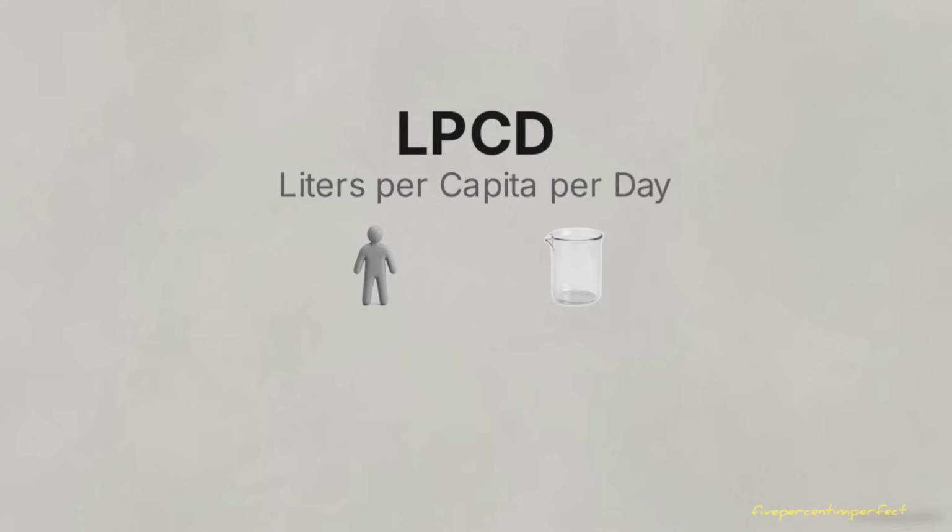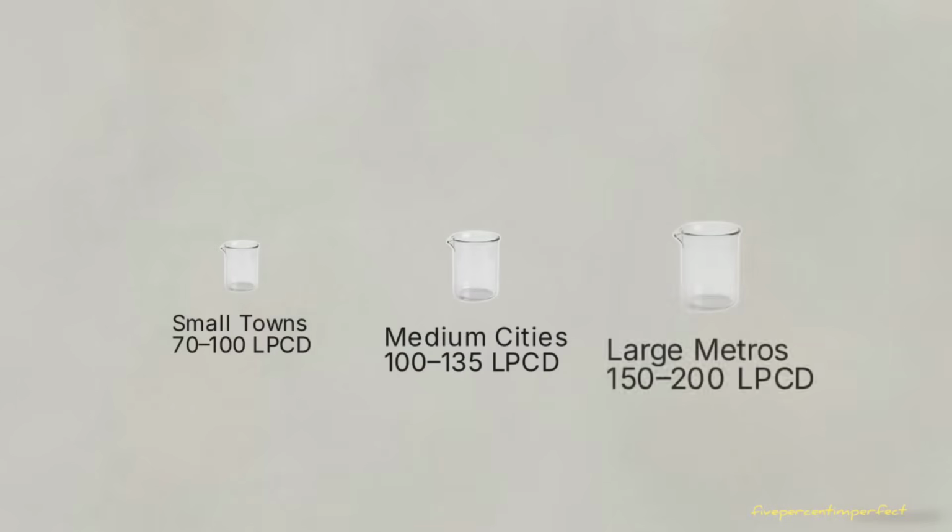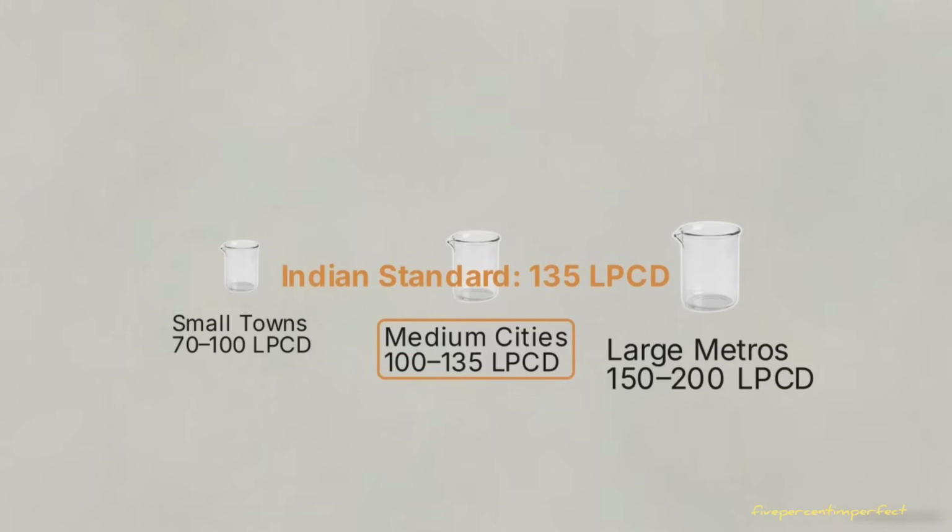Here we have a representation of LPCD. LPCD stands for liters per capita per day, the standard engineering metric used to quantify the average daily water demand of a single person. These baselines are not universal. They scale depending on the region's size, living standards, and plumbing infrastructure. In India, for example, the specific standard is 135 LPCD for urban areas equipped with existing sewerage systems.